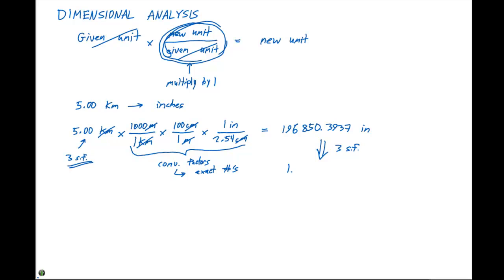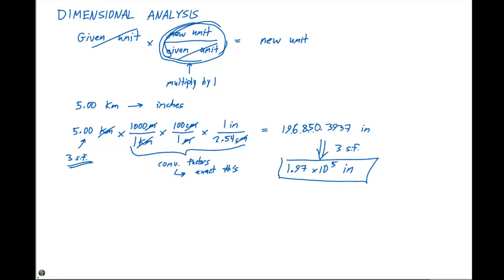To do that, it would be best to use scientific notation, which would be 1.97 times 10 to the 5th power. So 5.00 kilometers is going to be 1.97 times 10 to the 5th inches.